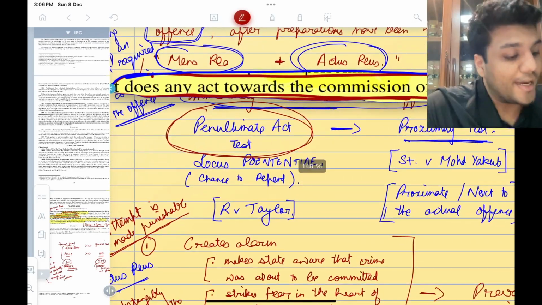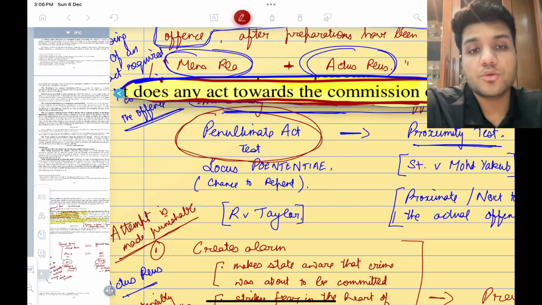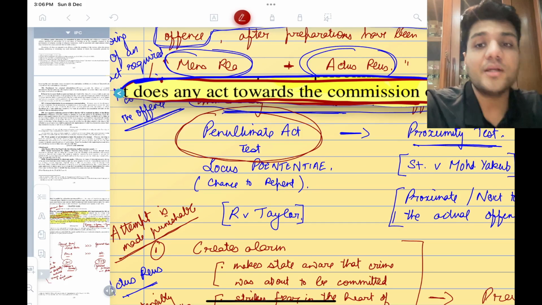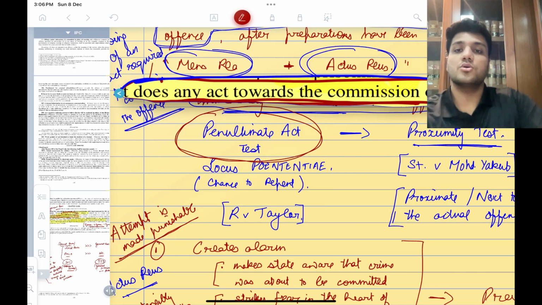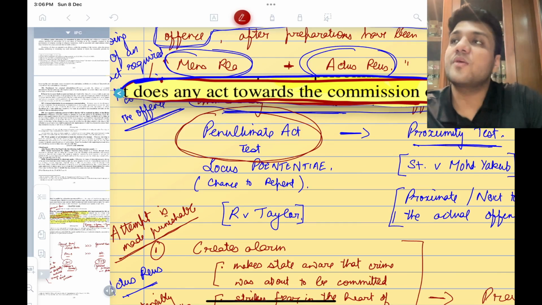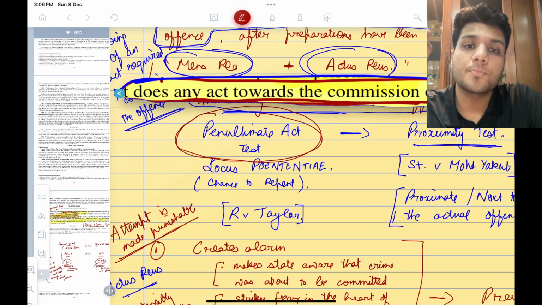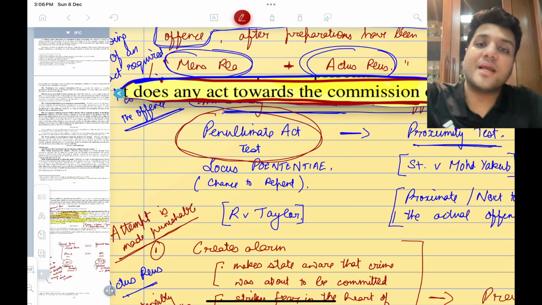So if you were to look at that, the first test that was to be used was penultimate act. What penultimate act means, that penultimate is just before the final thing. So let's say if you're in school, then the 11th grade would be the penultimate grade because 12th is the final grade.